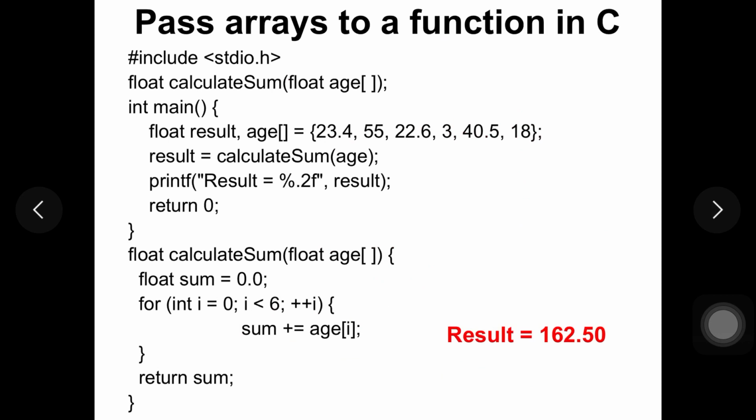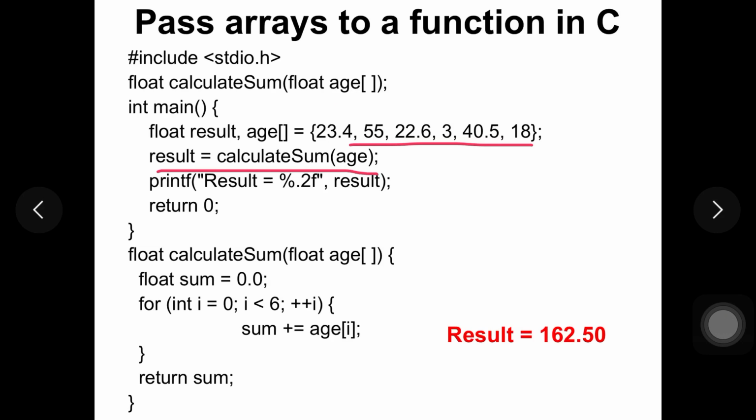Next we will see how to pass the whole array to the function. In the previous method we saw how to pass the array value by value. Here the whole array will be passed. You can see in the main function an array defined as age, which has a few values in it. And we are calling the function in the second line, result is equal to calculate sum, using the variable age.